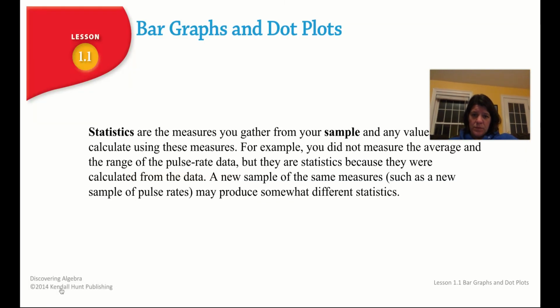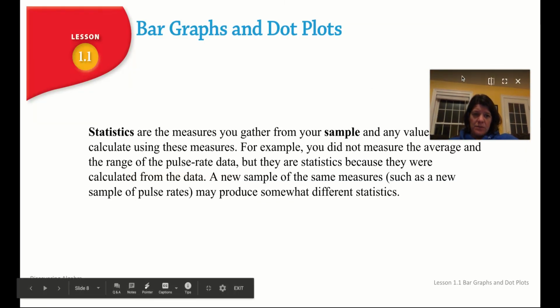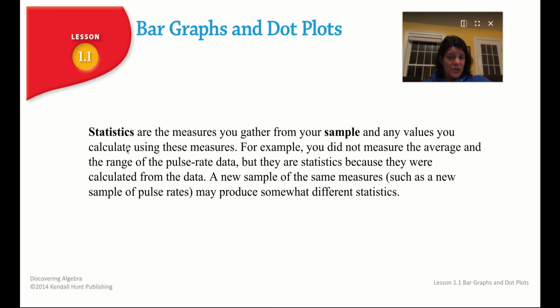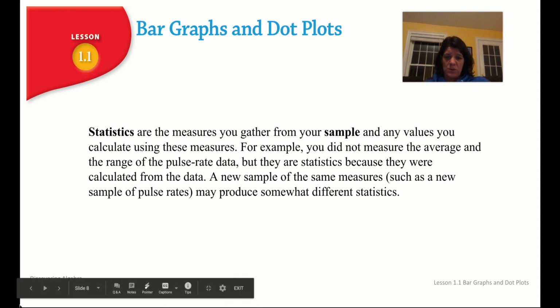Okay, and then just some vocab words. Statistics are measures that you gather from your sample and any values you calculate using these measures. So when we have a sample, we take some data and we get that. And then when we calculate something like the average or we get the range, those are called statistics because we got them from the data, but they aren't the data itself.